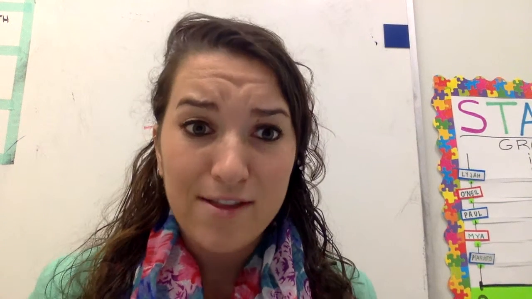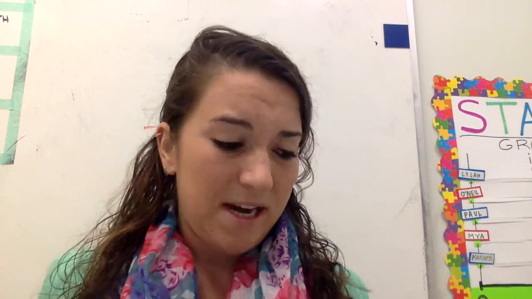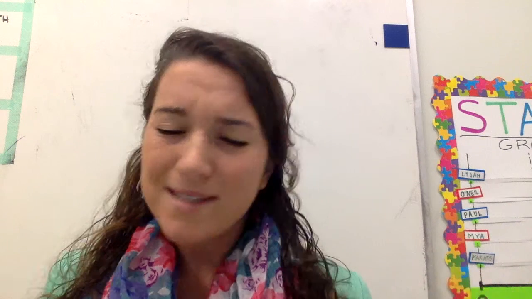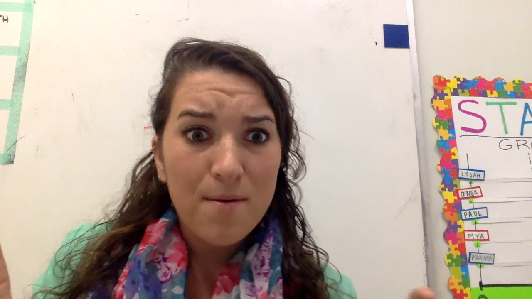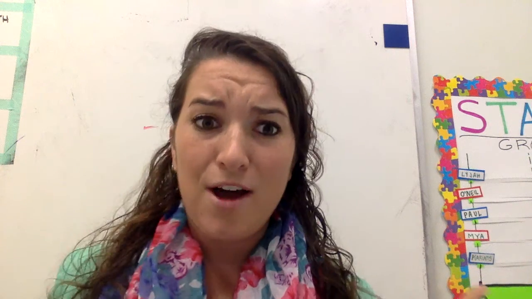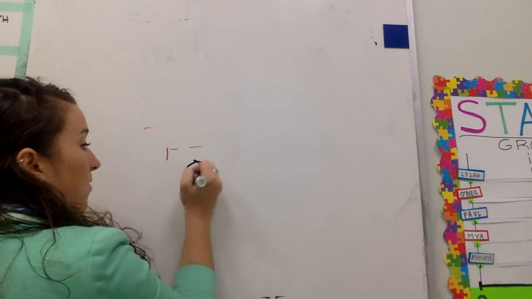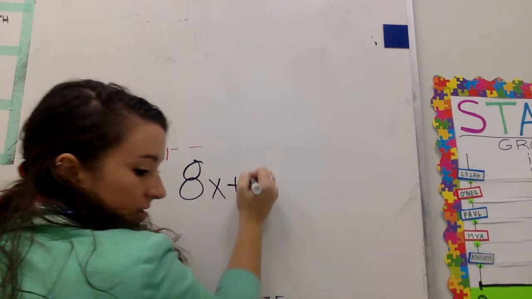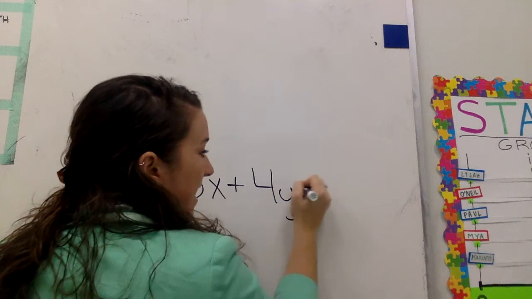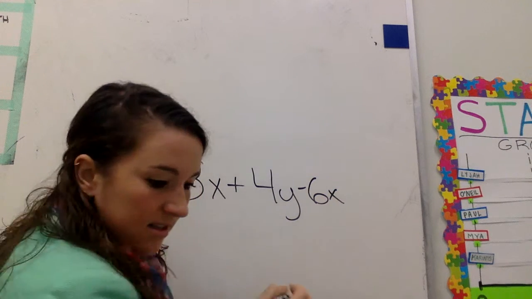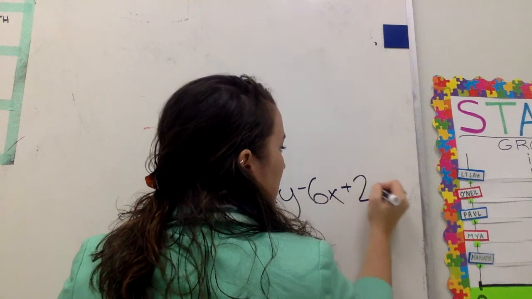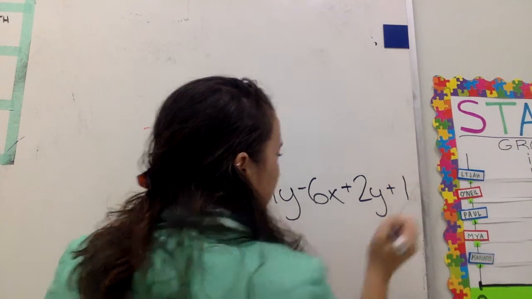All right, so let's look at the first question. Today the focus is going to be on combining like terms and then doing a little trick with multiplication that we haven't really gone over with Ms. Perez, but we need to know for the test. All right, so the first question, number 1, we have 8x plus 4y minus 6x plus 2y plus 1.